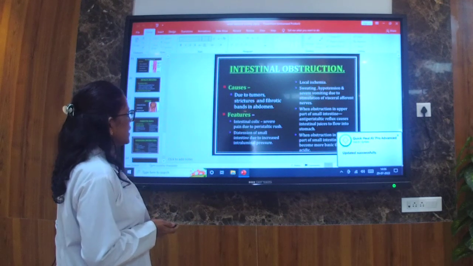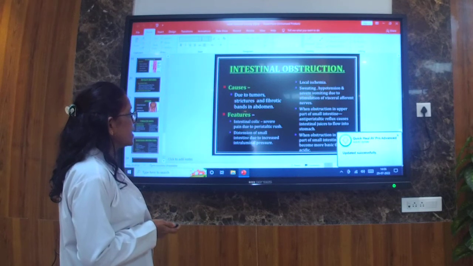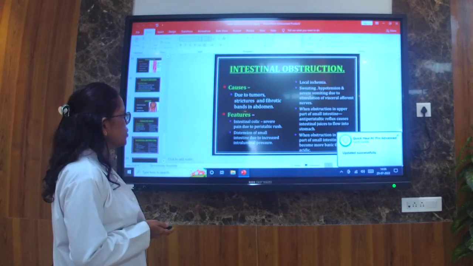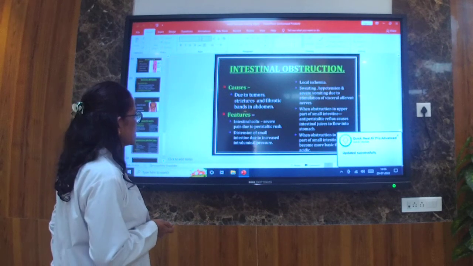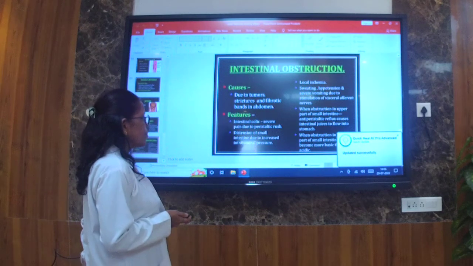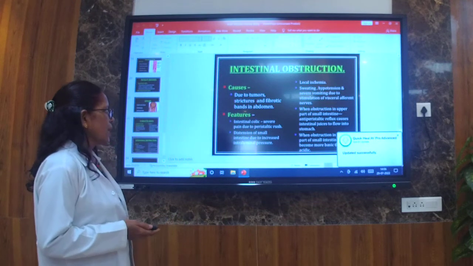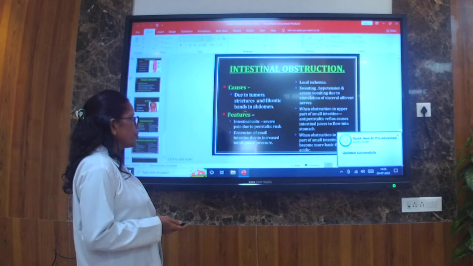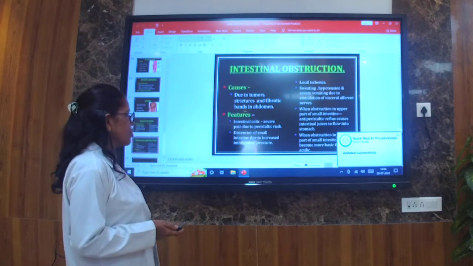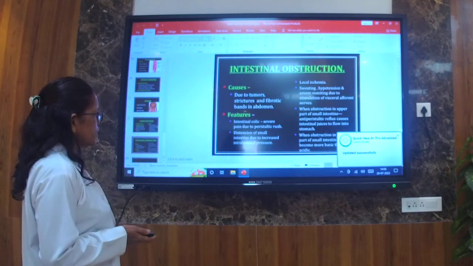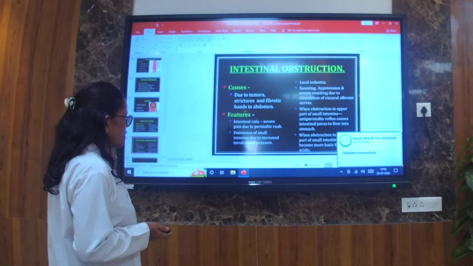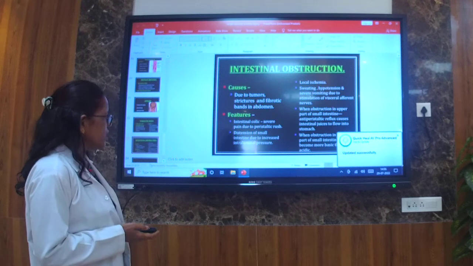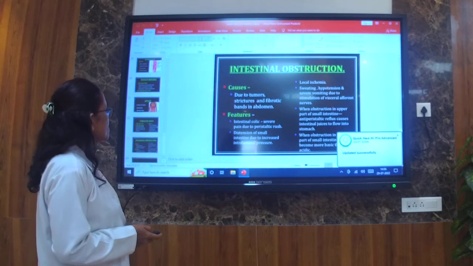Then what are the signs? Local ischemia is there, sweating, hypotension is present, and severe vomiting due to stimulation of visceral afferent nerves. When there is obstruction in the upper part of the small intestine, anti-peristaltic reflux causes the intestinal juice to flow into the stomach, that is backward flow to the stomach. When the obstruction is in the lower part of the small intestine, the vomitus becomes more basic, and acidic fluids are there.